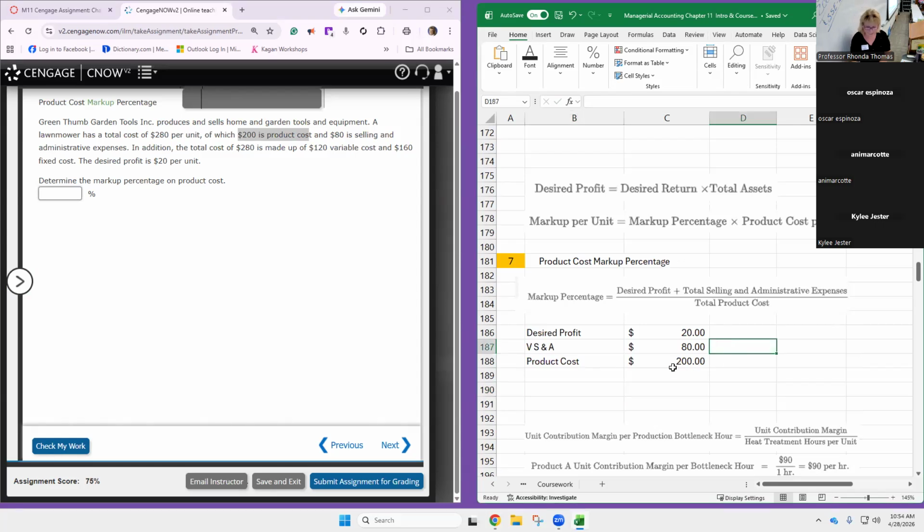So let's add these two together to get our numerator. Okay, equals, just showing that I'm doing the math here. There's $100, and then we're gonna divide by 200. So I think we're looking at 50%. Okay, so our markup percentage is, here's your numerator, here's your denominator, and we need it in a percentage.